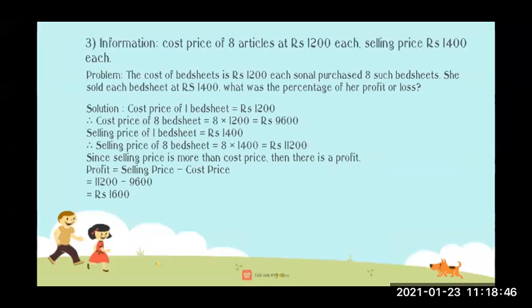Sum number three, the information given is: cost price of 8 articles at rupees 1200 each, selling price rupees 1400 each. See, the cost price of 8 articles is rupees 1200 each. The cost of one article is 1200. So how many articles are there? There are 8 articles. Now the selling price of each article was rupees 1400.